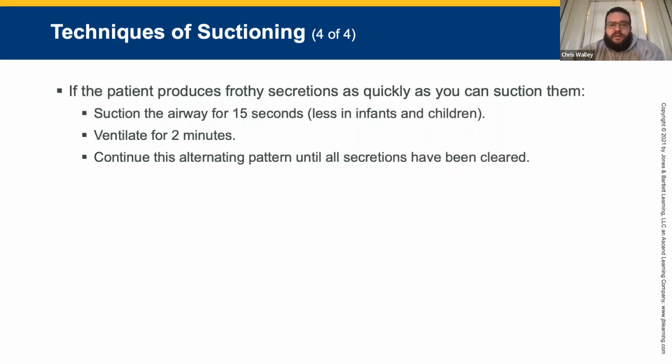If a patient who requires assisted ventilation produces frothy secretions, as quickly as you can, suction them out. Suction the airway for 15 seconds or less, and less if it's an infant or a child, and ventilate for 2 minutes. Continue this alternating pattern of suction and ventilation until the secretions have been cleared.